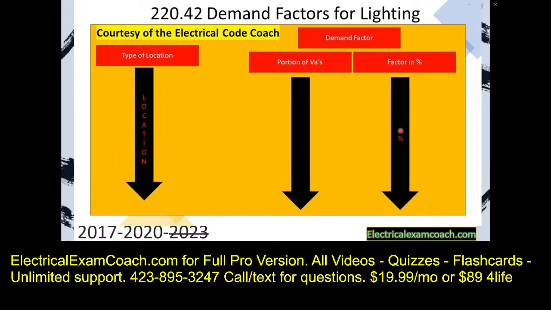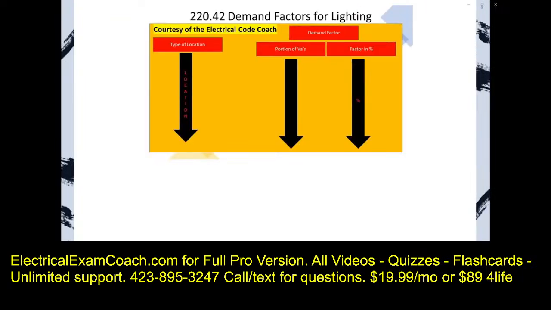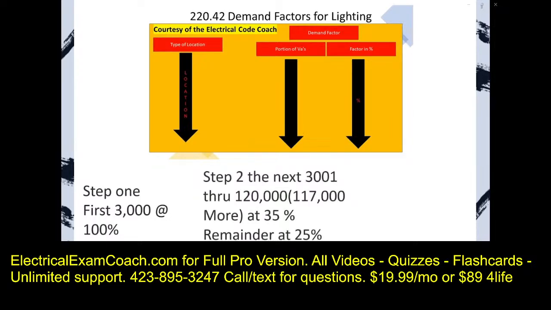We're going to break this down one piece at a time and learn how we apply the demand factor to the 3 VAs per square foot and the 4,500 VAs for the small appliance and the laundry circuit. Let's get to it. When looking at this table, we're going to see a multi-layered demand factor for dwelling units. Step 1, we're going to take the first 3,000 VAs at 100%. Step 2, we're going to take in between 3,001 through 120,000, which is technically just another 117,000 more. And that's how I'm going to refer to it for the rest of the program. We're going to take that percentage at 35%, and then we're going to take anything above and beyond that at 25%. Then step 3, we add them back together.